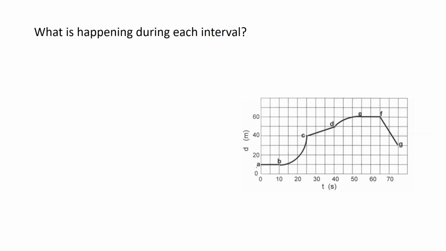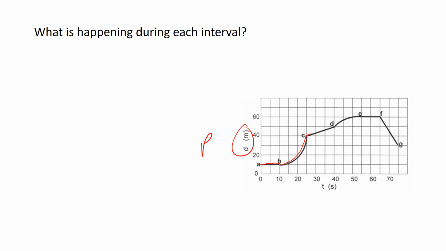Okay, so let's look at the last question. We have a position time graph. So you need to make sure you recognize that first. What's happening during each interval? You are at about 10 meters the whole time, and you stayed at 10 meters. You're at rest. You were at 10 meters, and you started going forward, but faster and faster. You're accelerating in the second interval.